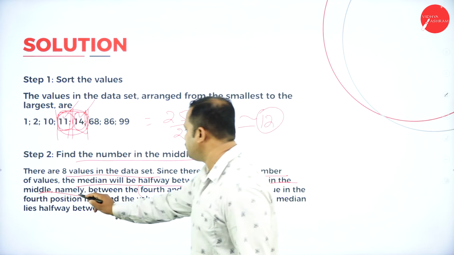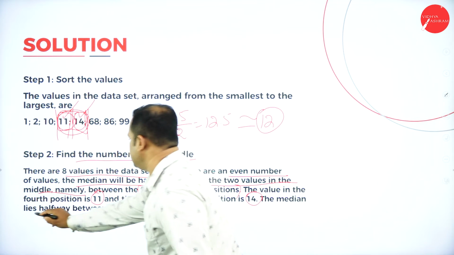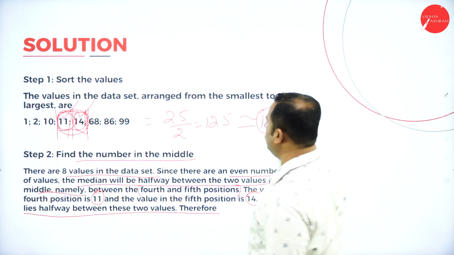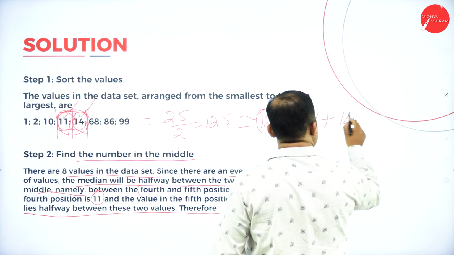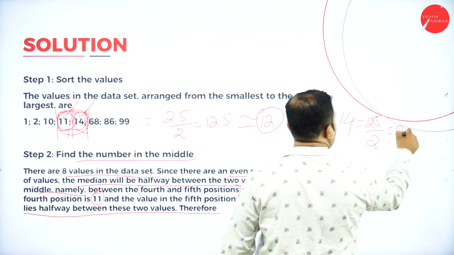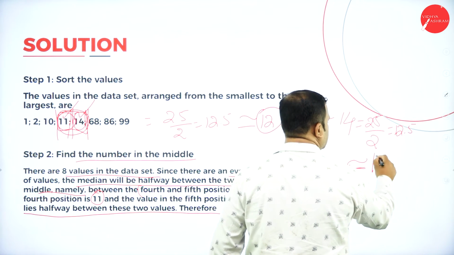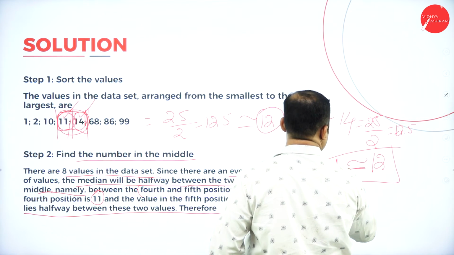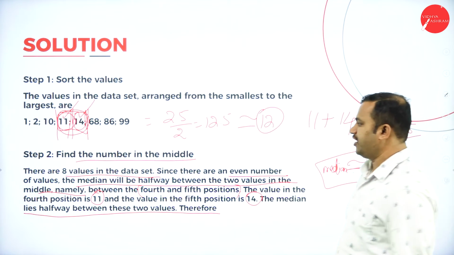The value in the 4th position is 11 and the value in the 5th position is 14. The median lies halfway between these 2 values. Therefore, it is equal to (11 plus 14) divided by 2, which is 25 divided by 2, which is equal to 12.5. We can take the closest value, that is 12. So the value of the median is 12, or you can represent it accurately as 12.5.